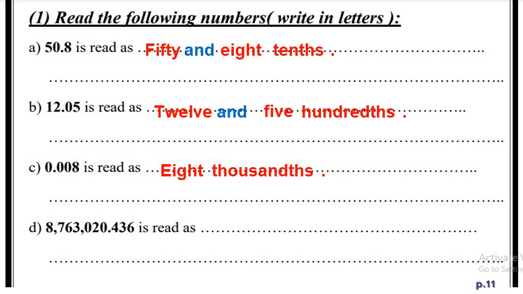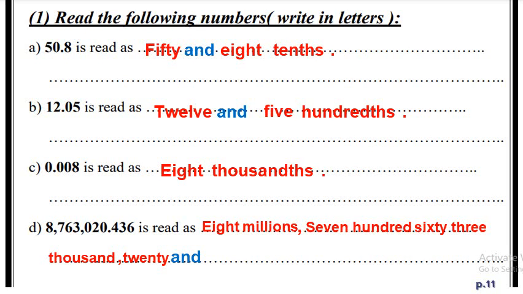And now in letter D, we have here a big number. So let's remember the houses together. We have before the decimal point in the whole part, we have the ones family, thousand family, million family. So the number is 8 million. So we need to write 8 millions. 763,000 family. So 763. And here we have 20 as a ones. So here 20.